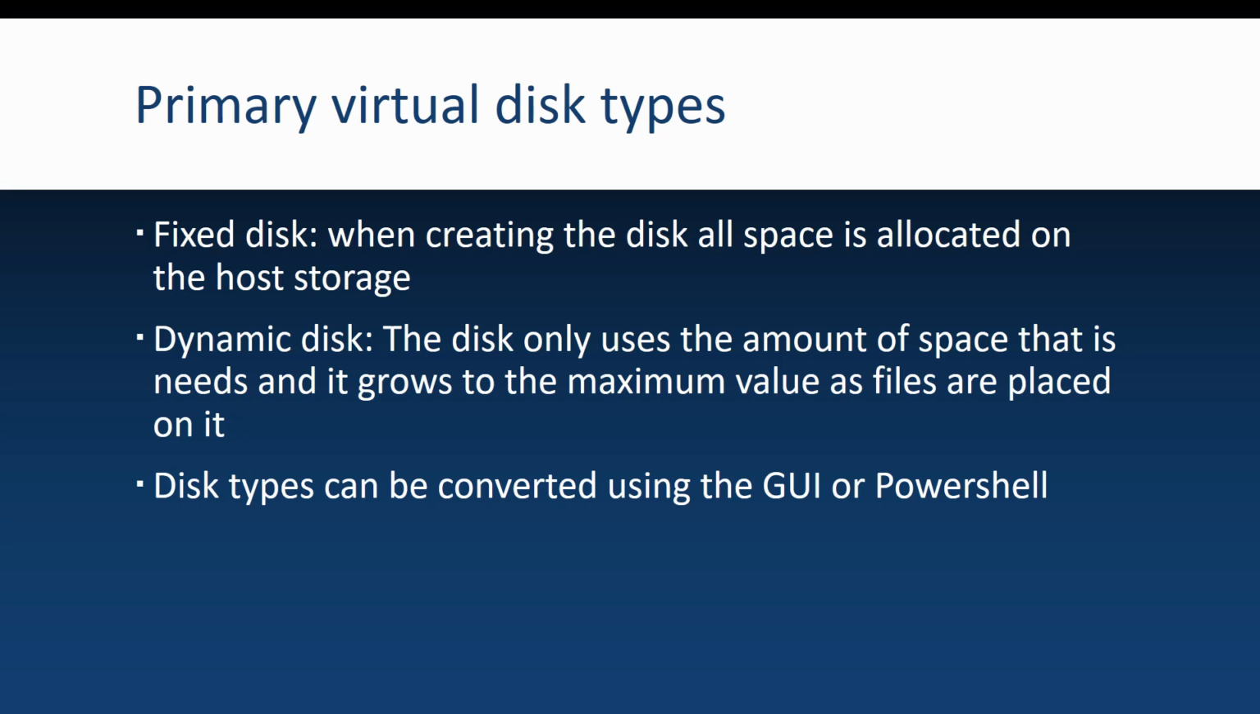Dynamic disks, on the other hand, will not take up more space than there is in the virtual machine that uses the disk. Meaning that if you create a dynamic disk of 10 gigabytes and it is brand new, it will probably only consume a couple of megabytes on the physical disk. Once you start putting things on that virtual disk, the file will also increase in size until it reaches its maximum. And disk types can be converted either using the graphical interface or PowerShell. So you can make a dynamic disk into a fixed disk or vice versa.